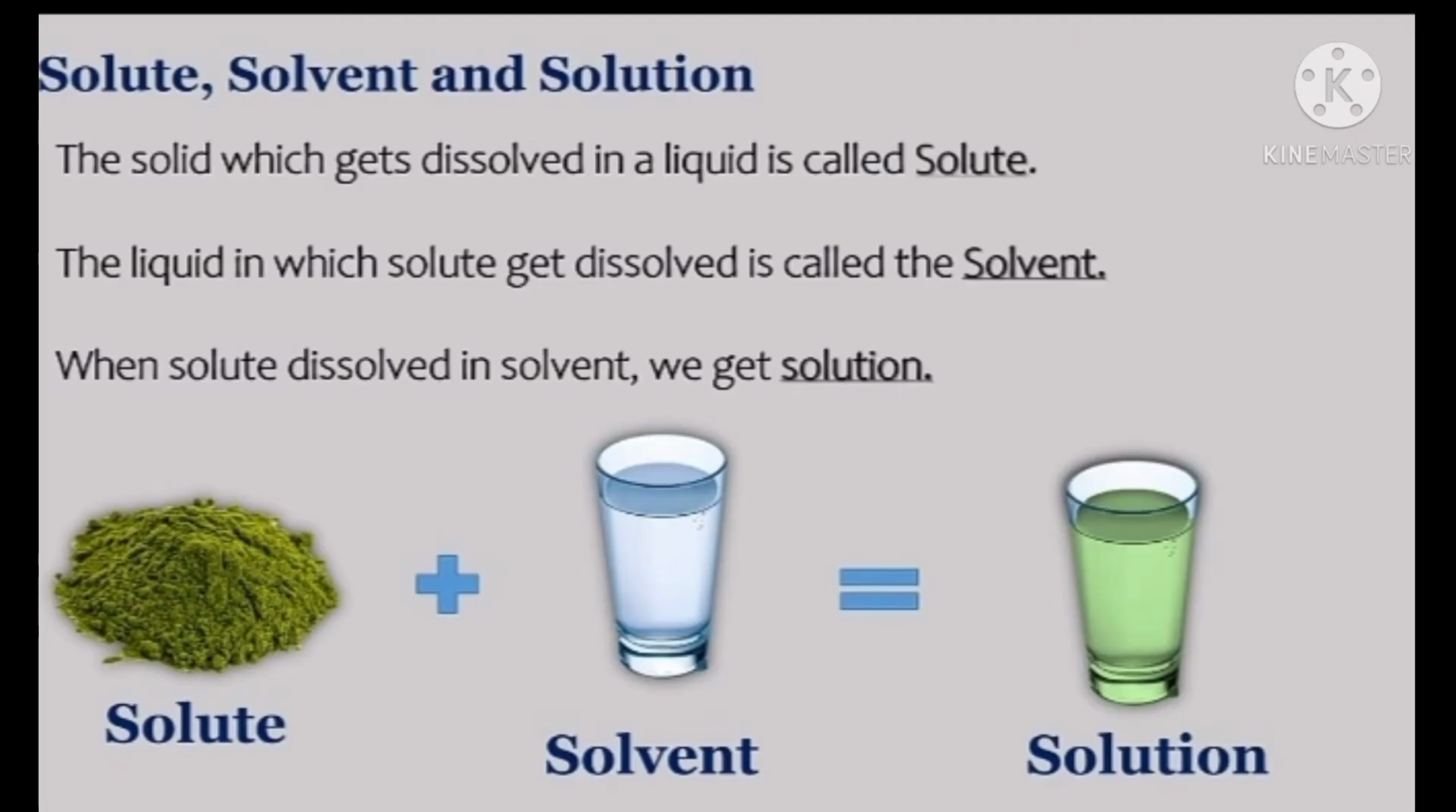Next is solute. What is solute? The solid which gets dissolved in a liquid is called solute. Solvent. The liquid in which solute gets dissolved is called the solvent. Solution. When solute is dissolved in solvent, we get solution.